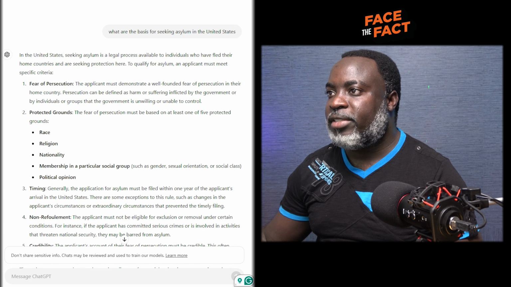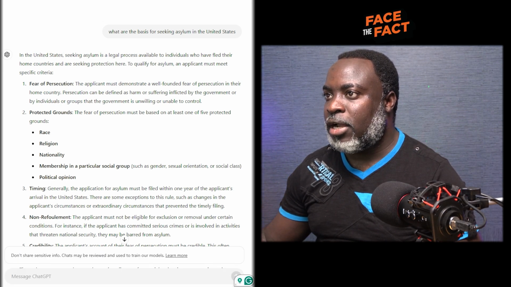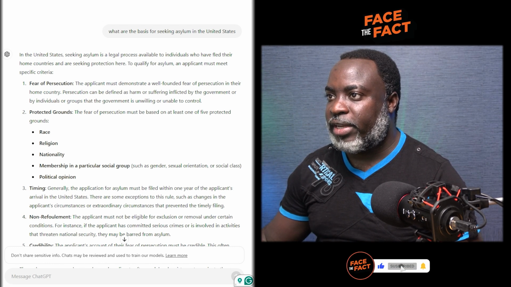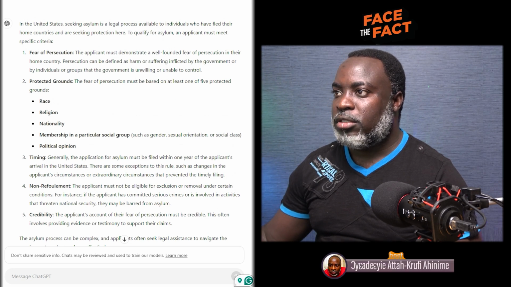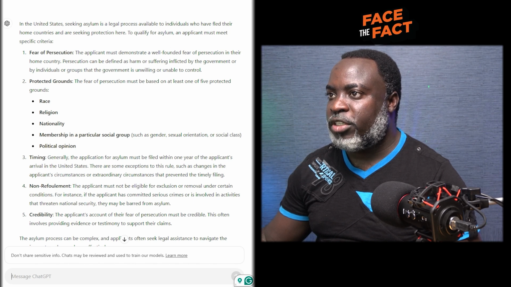It says, in the United States, seeking asylum is a legal process available to individuals who have fled their home countries and are seeking protection here. To qualify for asylum, an applicant must meet specific criteria. The first one is fear of persecution. The applicant must demonstrate a well-founded fear of persecution in their home country. Persecution can be defined as harm or suffering inflicted by the government or by individuals or groups that the government is unwilling or unable to control.